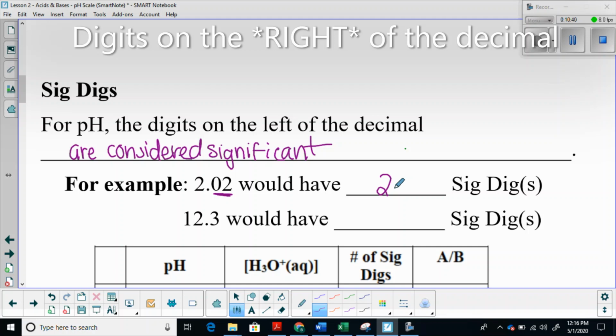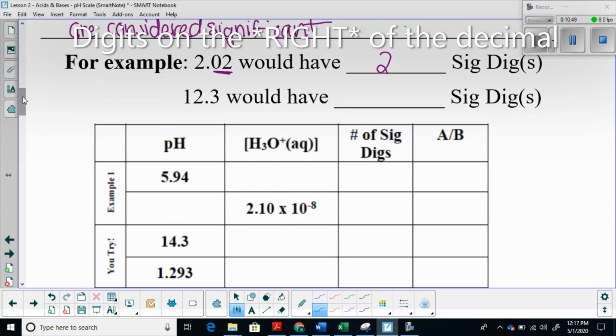This is only a rule that applies to pH and pOH. We'll get into what pOH is just a little bit later. The next one we have is 12.3. This number only has 1 digit to the left of the decimal, so it only has 1 significant digit.